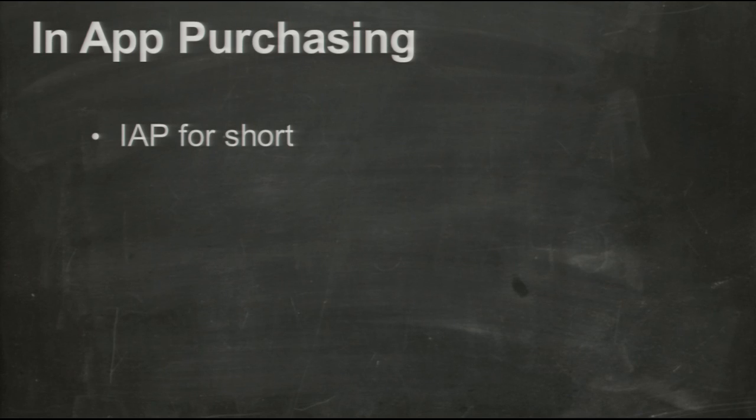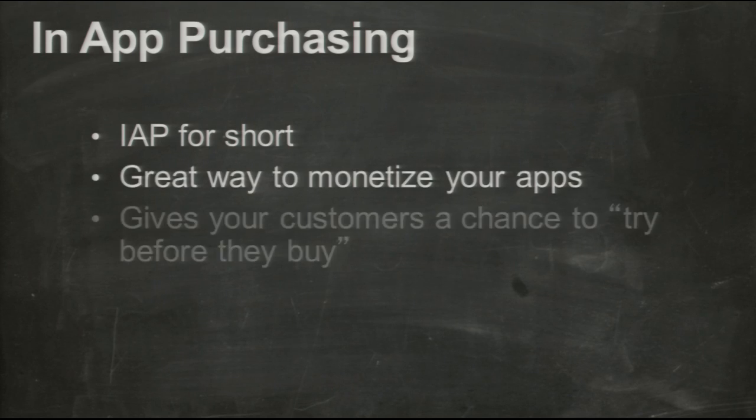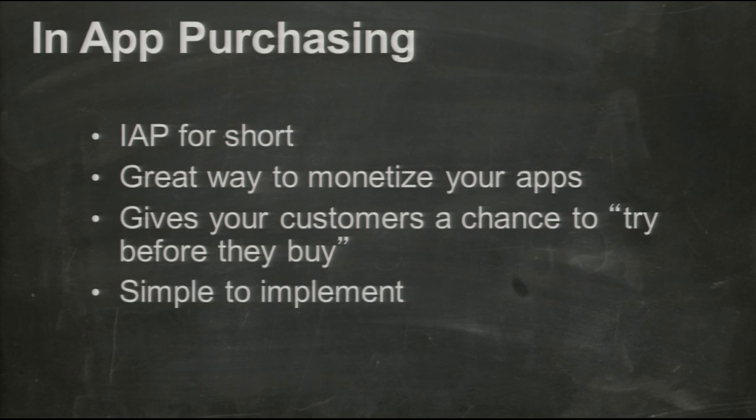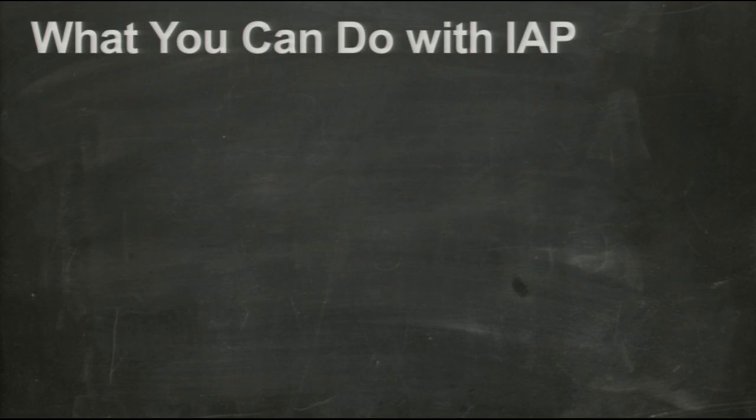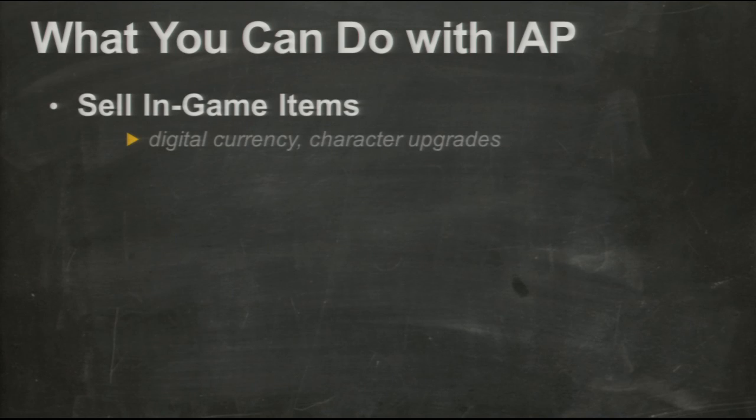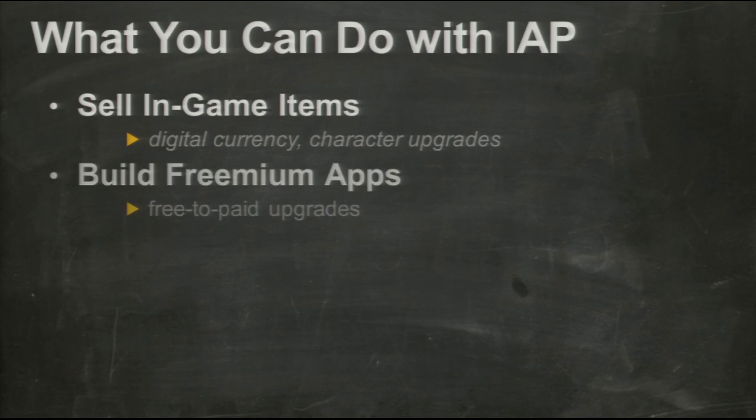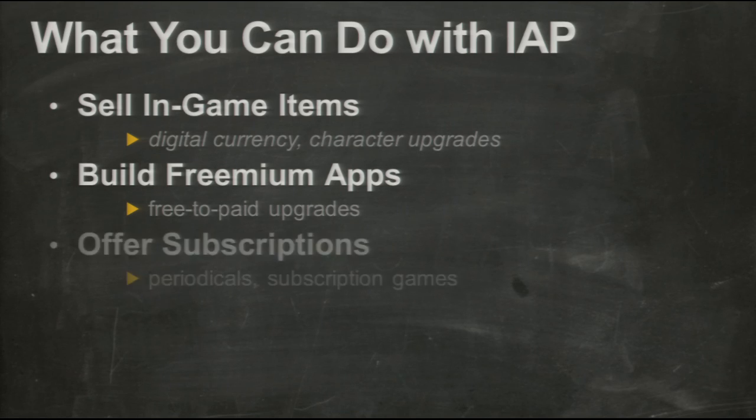So what is in-app purchasing? Well, IAP for short. It's a great way to monetize your apps, gives your customers a chance to try before they buy, and is simple to implement. And what can you actually do with it? Well, you can sell in-game items or in-app items, like digital currency or character upgrades. You can build freemium applications. So you can have an application that's free to download, and then the customer can make a decision to purchase, to upgrade to a premium edition.